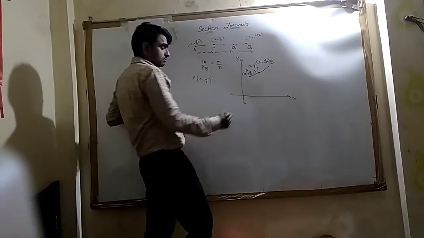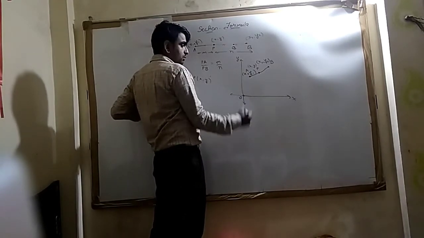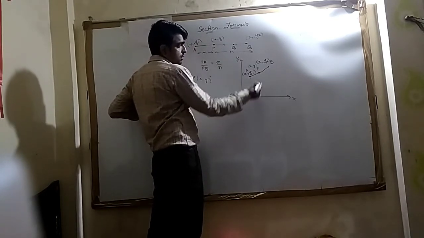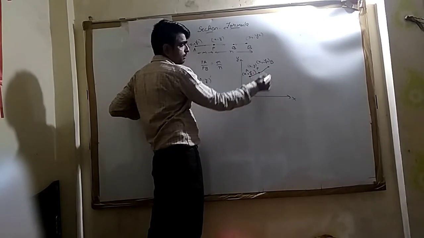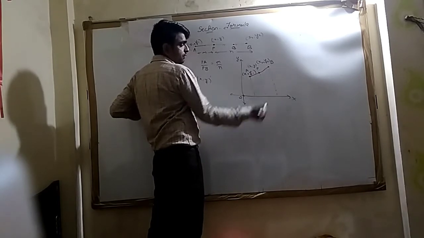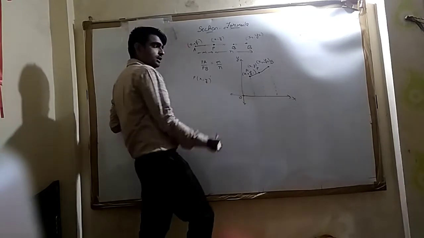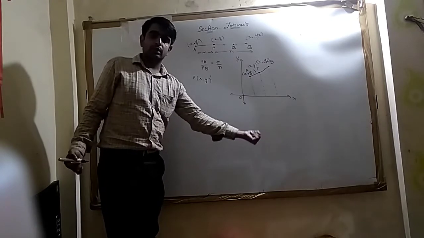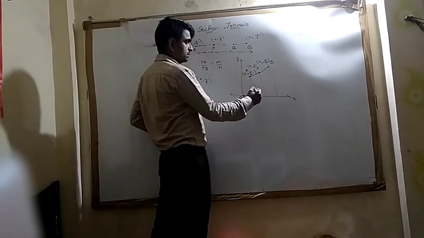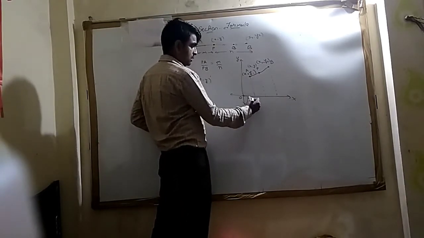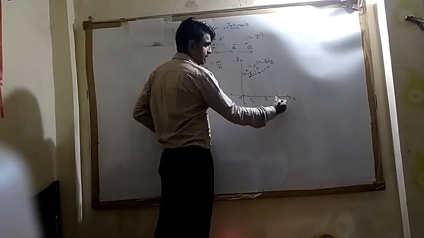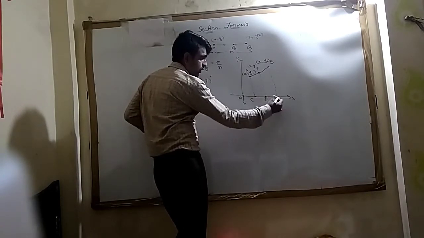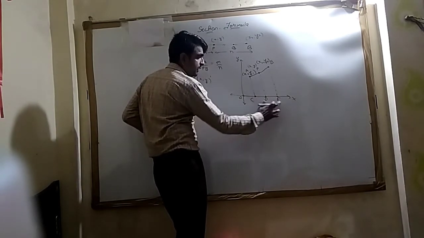Now see, this is the origin. I am taking perpendiculars from these points on the x-axis. Suppose these are A, B, C, D and E. Okay, so what will be the coordinates of C, D and E?